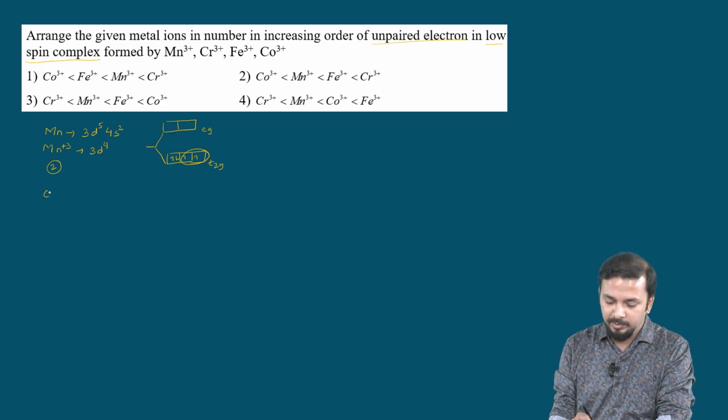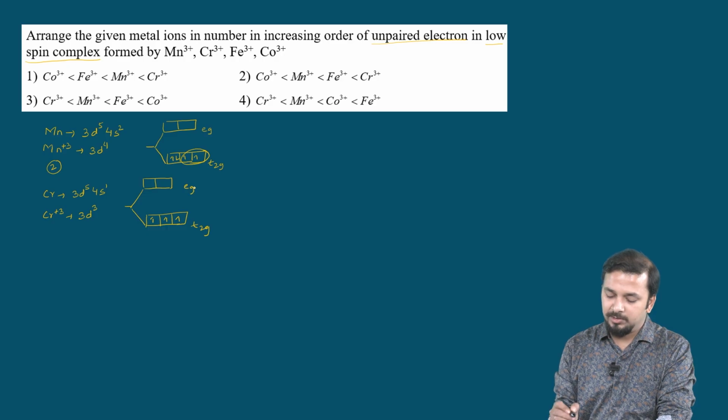Same if we go by chromium configuration, we know it is 3d5 4s1. So Cr plus 3 configuration will be equal to 3d3. Now again 3d3 with low spin complex, it means there should be splitting of orbital and there should be pairing. But in this case, as we're having only 3 electrons, those 3 electrons will be filled in t2g orbital and there will be no electron in eg, and there will also not be any pairing of electron. So in this case, what we can see is there are total 3 unpaired electrons present.